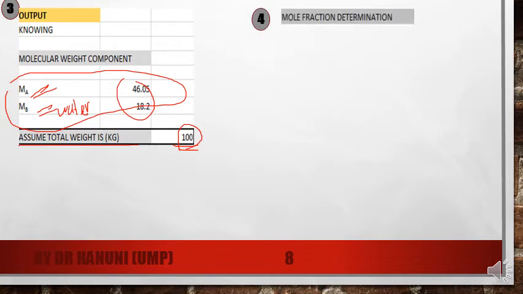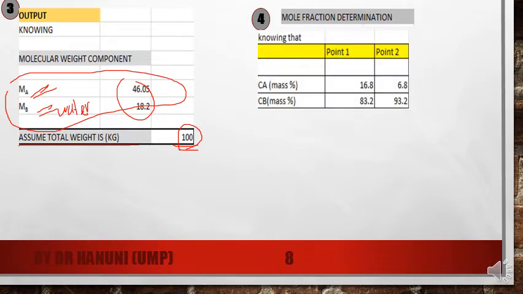And the next step is mole fraction determination. Mole fraction is xa1 and xa2. And we know that in the question it is given that the ca1 is 16.8 and ca2 is 9.8. So how about the cb1 and cb2? We can determine the cb1 and cb2 by just taking 100 minus the ca1, then you get the cb1. Same goes for cb2, 100 minus ca2, then you get the cb2.